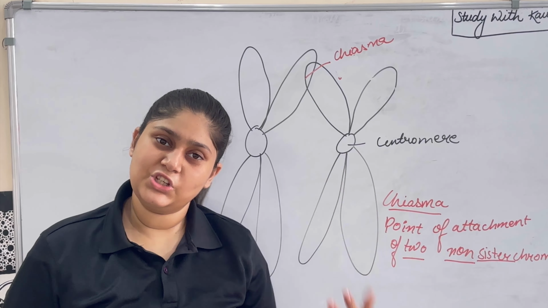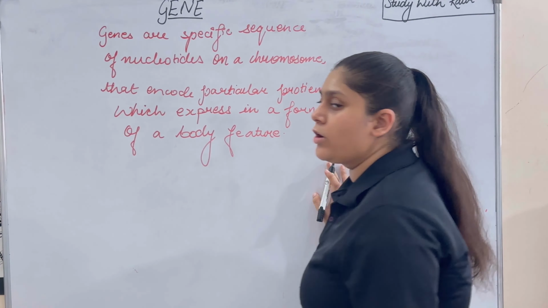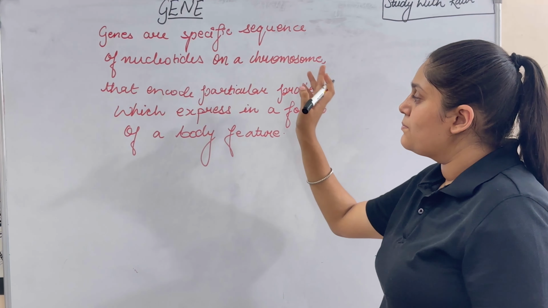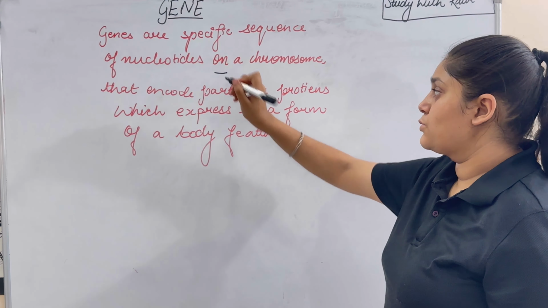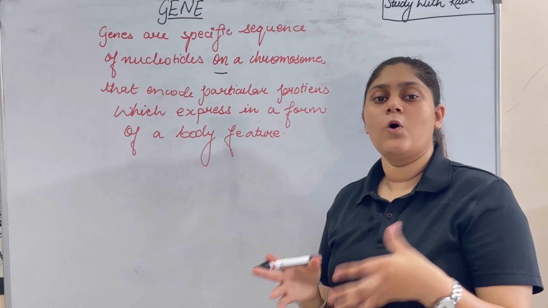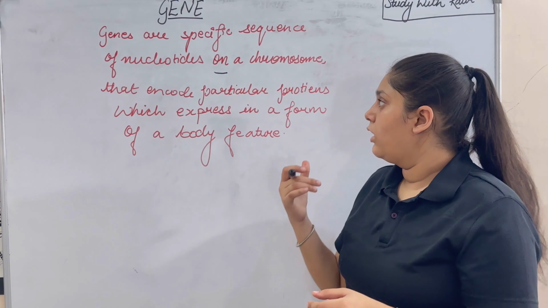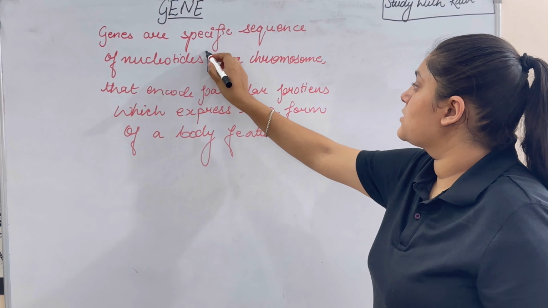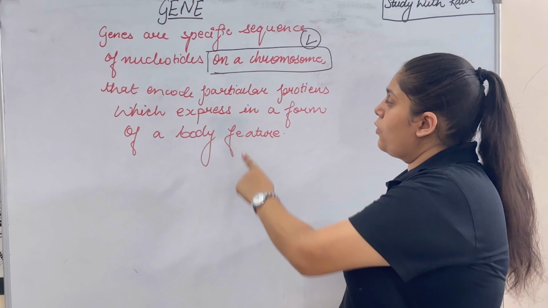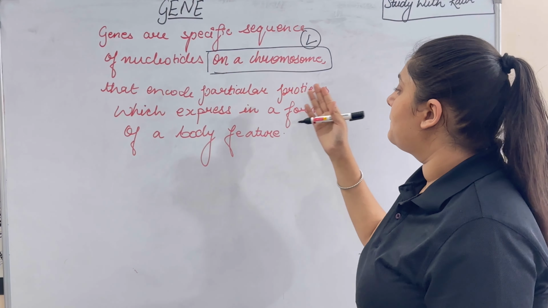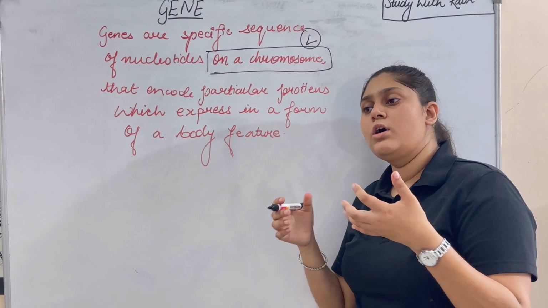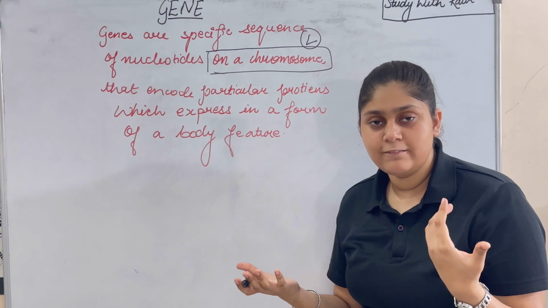Now let's come to genes. Genes are specific sequences of nucleotides. Now till now you should know what nucleotides are. They are on a chromosome. This is the definition of a gene. But if it is asked what is the location of the gene, the location of the gene will be on a chromosome. So this will act as the location. Genes encode particular proteins which express in the form of a body feature like your hands, your face, the eyes and all.